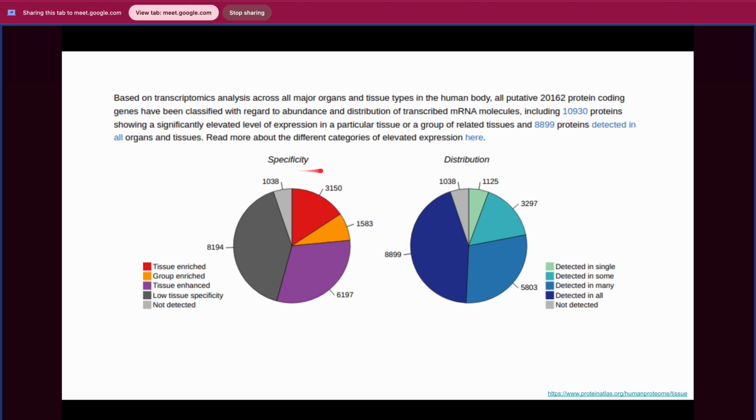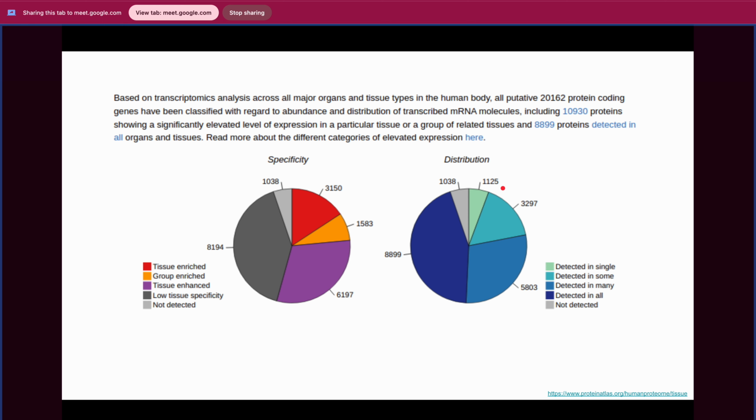So if we talk about the specificity, the tissue enriched genes were about 3,150. As we have seen previously, there were a total of around 15,000 genes for which information was available. From that, 3,150 were tissue enriched, which means specific to some tissues, 1,583 were group enriched, 6,197 were tissue enhanced, 8,194 had low tissue specificity, and 1,038 were not detected. And we talk about the distribution.